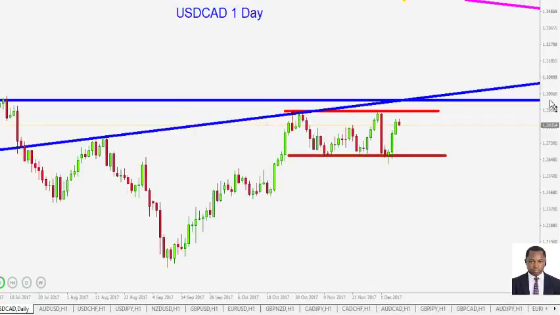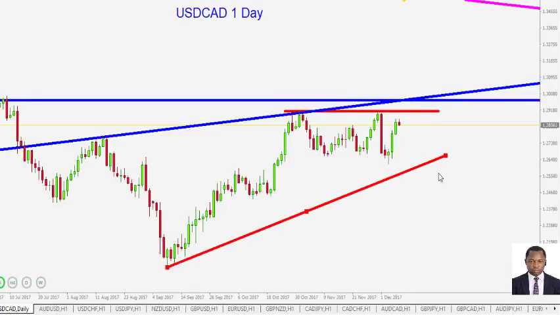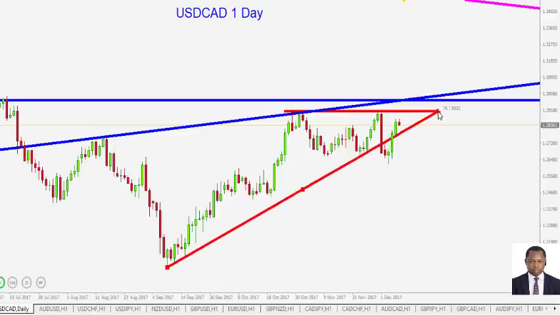In the daily time frame, we are seeing some hesitation. I was actually following this. Let me draw that line. I was actually following this trend collapse.